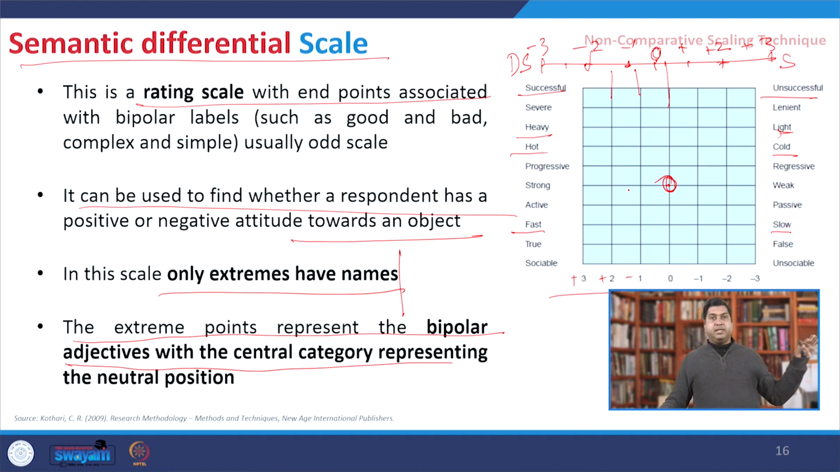When you say it is towards very strong, you select this, which is +3, and if you say it is more inclined towards weak, you select this. The only thing here, in this case as well, is that you cannot select in-between values, like +2.5. That is not the purpose.